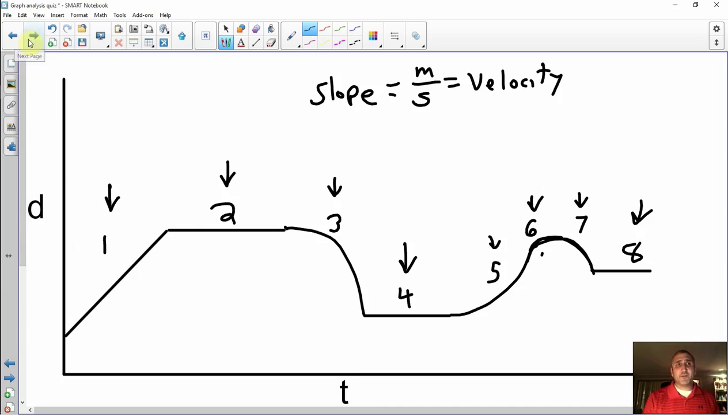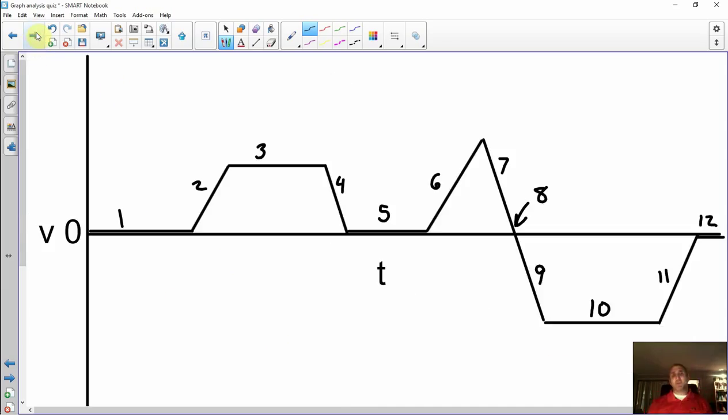And the last thing that I could really ask you about is a velocity time graph. And here's one. This one looks a lot scarier than it is. But I guess the things I can ask again are where are we at rest? Where do we have constant velocity? Where do we have acceleration?